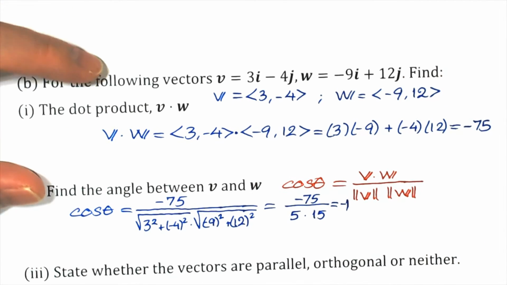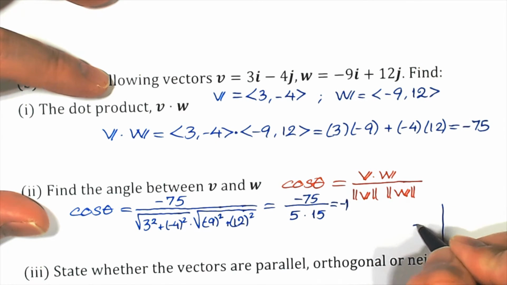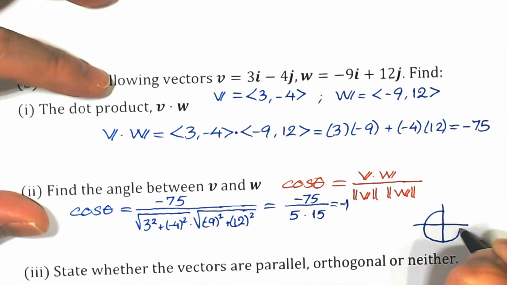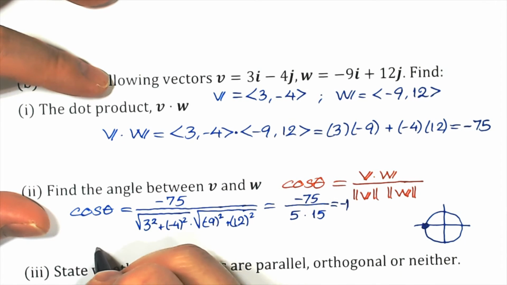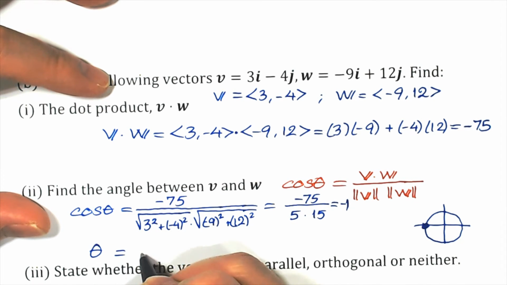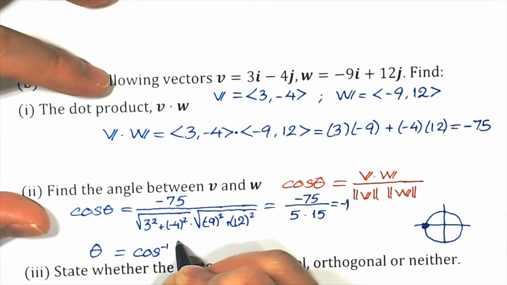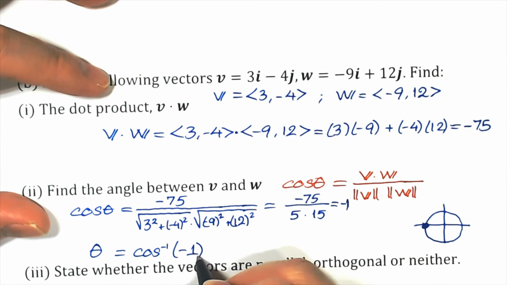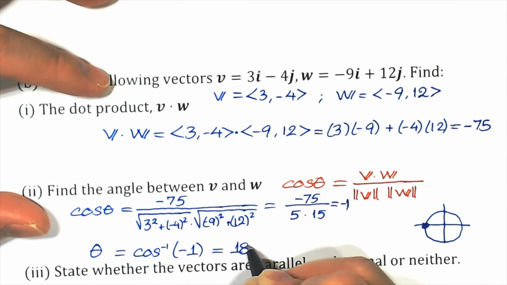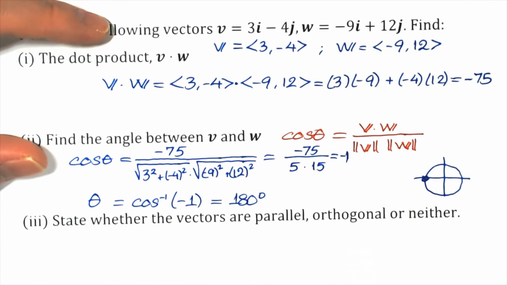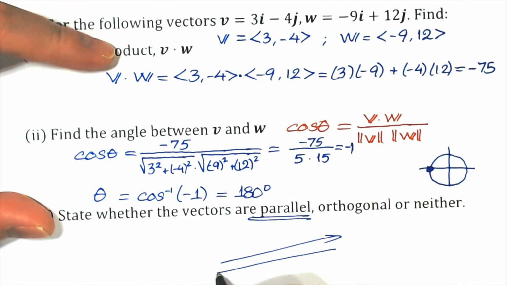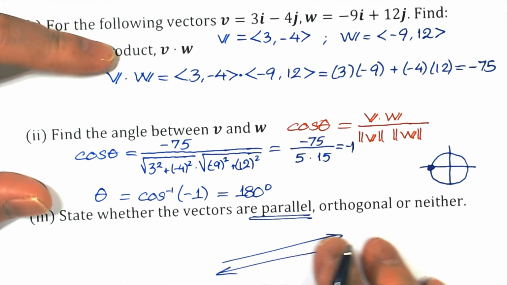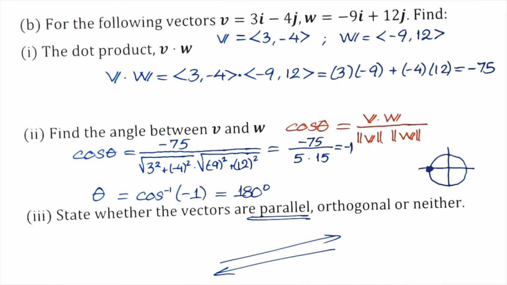So cosine is equal to negative 1, and on the unit circle, when x is equal to negative 1, it has to be this point. So theta equal to cosine inverse of negative 1 is 180 degrees, and we know 180 degrees means the vectors are parallel, because one is in that direction and one is in the other direction, but the vectors are parallel. That's what we have.